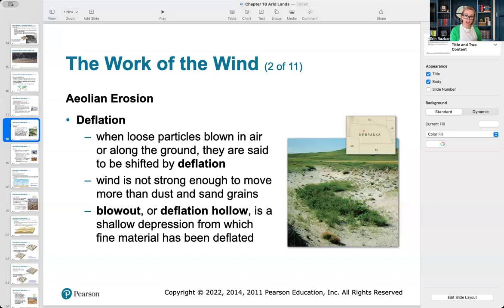So first, deflation occurs when wind simply lifts and removes loose particles from the surface. This creates distinctive features called blowouts. Shallow depressions where fine material has been essentially vacuumed away by persistent winds. The Dust Bowl of the 1930s in the Great American Plains demonstrates deflation's power. When drought and poor agricultural practices exposed topsoil, wind created massive blowouts and carried away millions of tons of valuable soil.